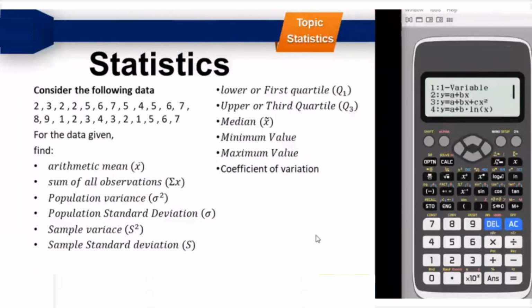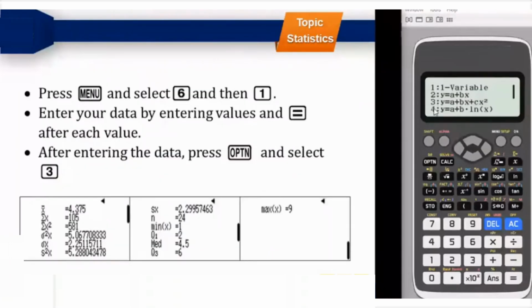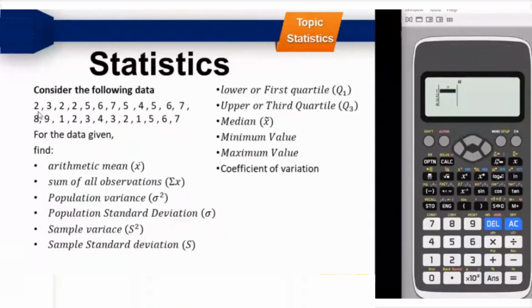Please also realize that since this is ungrouped data, we will press 1. Ungrouped data means one variable. So I will press 1. Now the calculator is asking me to enter the values. So these are all the values. If you note, these are 24 values. So I will enter all these values one by one. I want all of you to follow along with me so that you can enter the data along with me. 2, equals. After every value you need to press equals, so that that particular value gets stored.